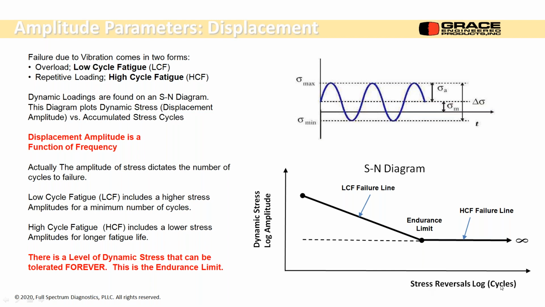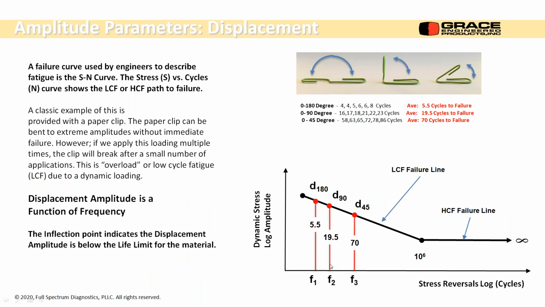Stress reversals on a log scale. So this is cycles and this is amplitude. We want to be under this curve. And this is cycle limited, frequency limited. This is not once you get the amplitudes below that. So there's a level of dynamic stress that can be tolerated forever, and that's underneath the endurance limit. And that's what we're rooting for here.